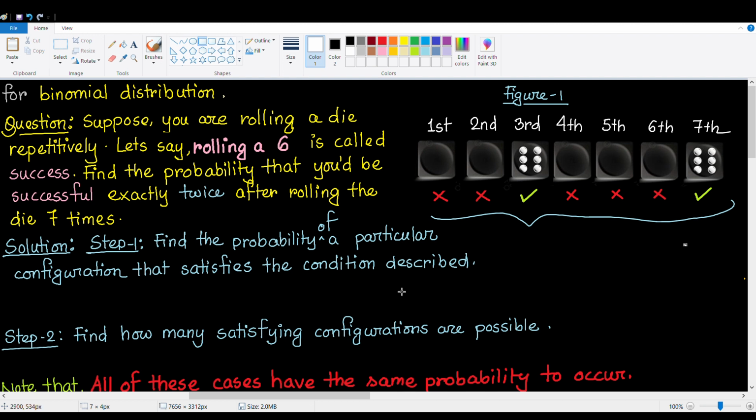So now to solve this problem, there would be some steps. Step 1 is to find the probability of a particular configuration that satisfies the condition described. Because you know that if you roll the die 7 times, then the first 2 results can be 6, or the last 2 results can be 6, in many different ways. 2 of the results from the 7 turns can be 6. Okay, so you are going to consider a particular configuration from all of them and then find the probability for it. Okay, so look at figure 1.